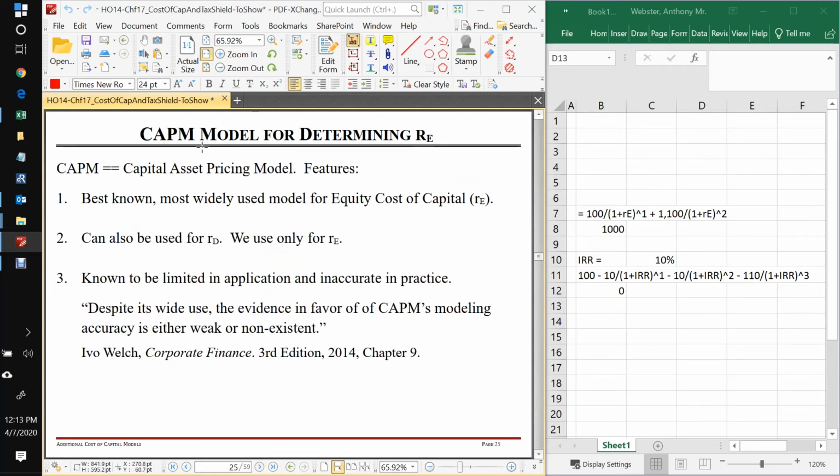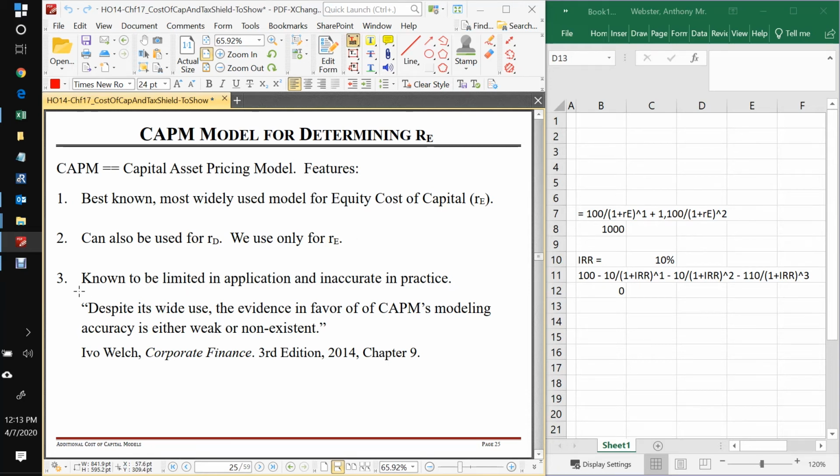So now let's take a deeper dive into the CAPM model. CAPM stands for the Capital Asset Pricing Model, and here are its key features. It is the best known, most widely used, as we just saw, model for estimating equity cost of capital. It can also be used for RD. It's not as common, happily, and we're only going to use it for RE.